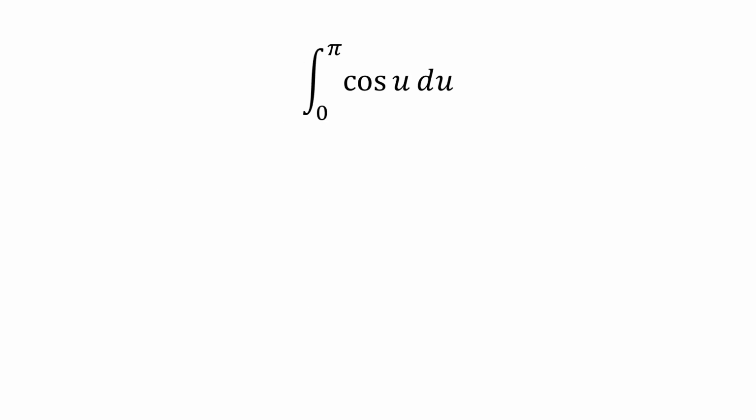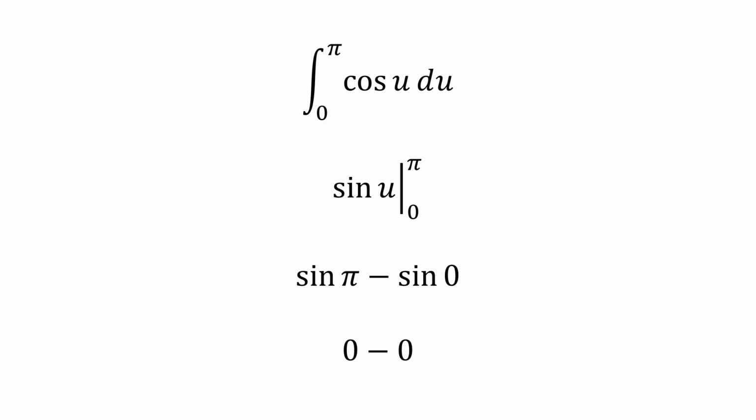Integrating gives us sine of u from 0 to pi. Applying the fundamental theorem of calculus, we obtain sine of pi minus sine of 0. Evaluating this expression, we obtain 0 minus 0. Subtracting, we arrive at a final answer of 0.